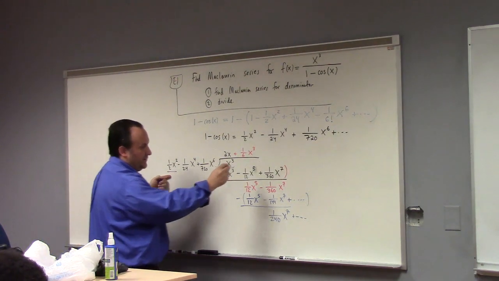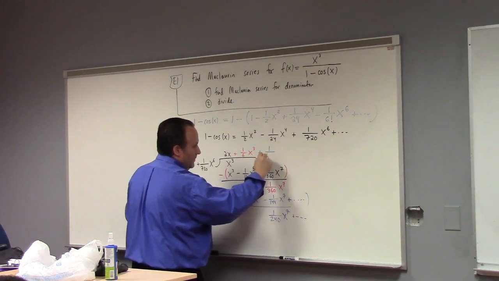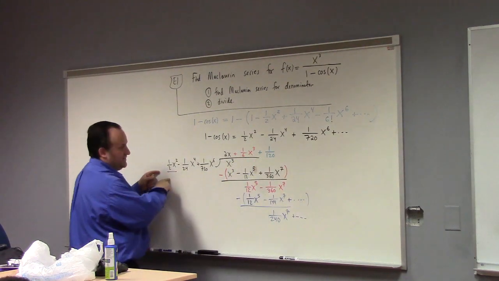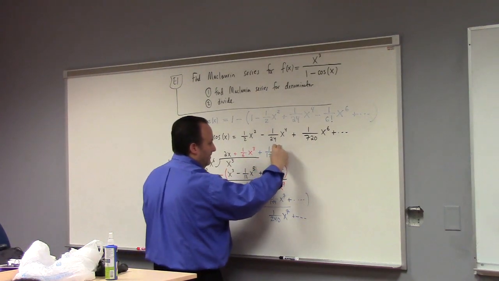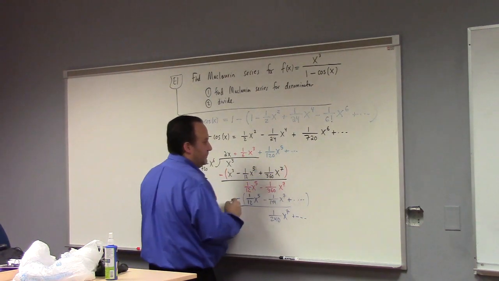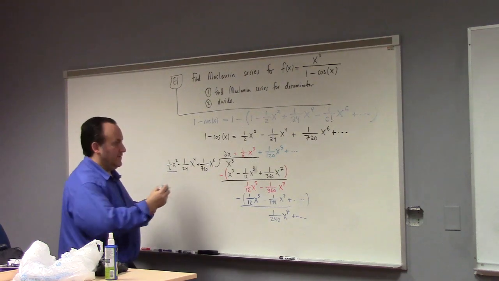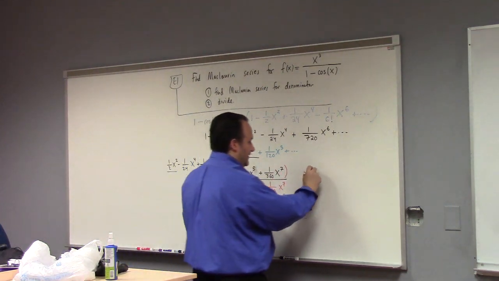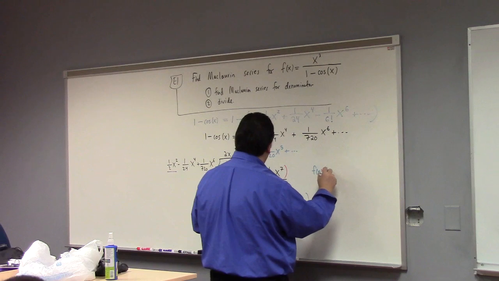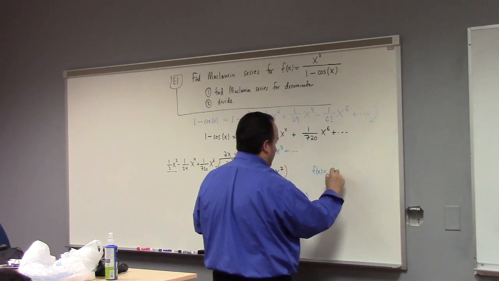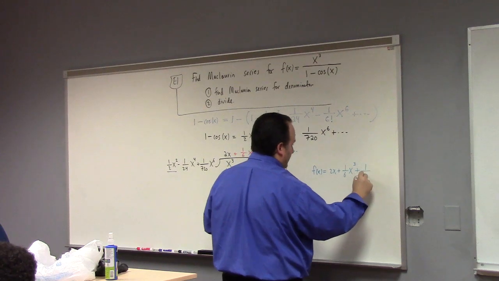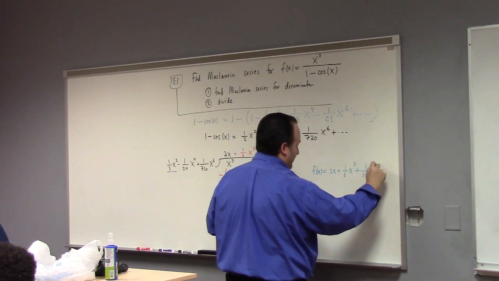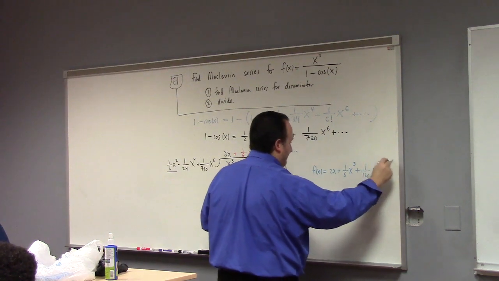We have 1 over 120 times x to the 5th. All right. And there you go. So thus f of x is 2x plus 1/6 x cubed plus 1 over 120 x to the power 5 plus dot dot dot.